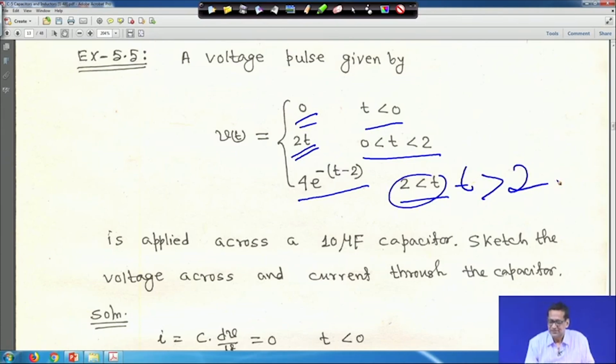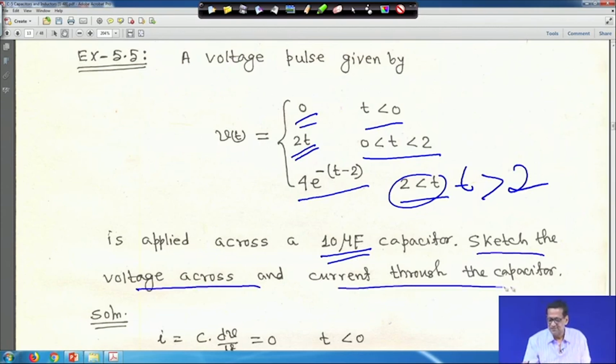So this voltage is applied across a 10 microfarad capacitor for this time duration. We have to sketch the voltage across the capacitor as well as the current passing through the capacitor. Now this voltage is given, so you can easily sketch it from 0 to infinity: between 0 and 2 it is 2t, and then the exponential thing from 2 to infinity.